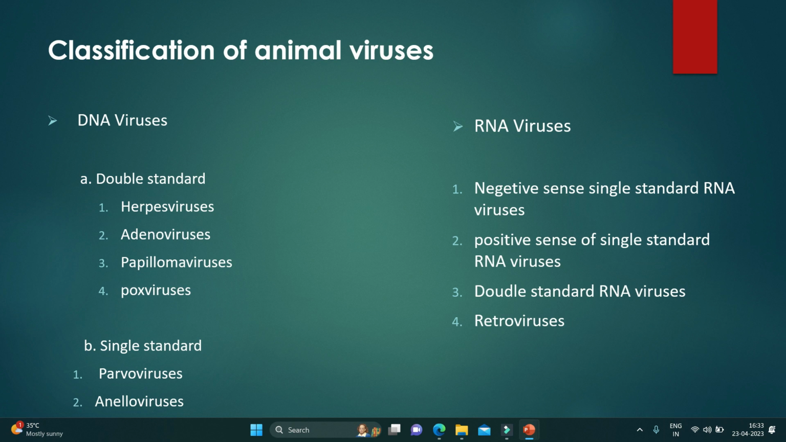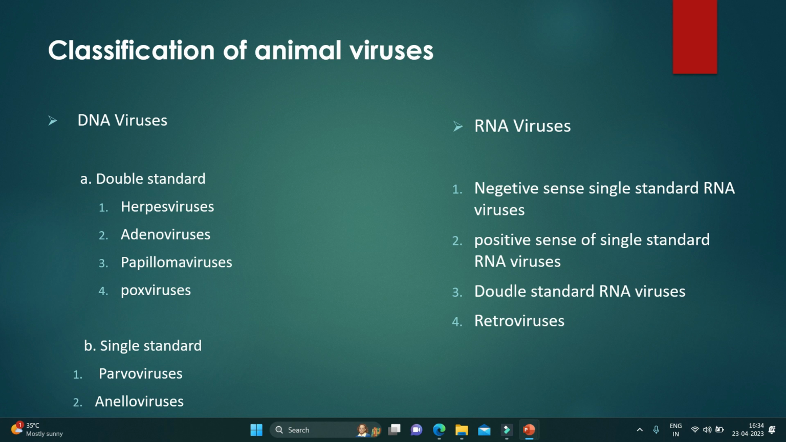Next, in RNA viruses, first one is negative-sense single-stranded RNA viruses. They have a genome that is complementary to the mRNA strand. Example, orthomyxovirus family, which includes influenza A and B. Second one is positive-sense single-stranded RNA viruses. They have a genome that can be directly translated into proteins by the host cell without requiring synthesis of a complementary RNA strand. Example, flavivirus family, which includes Zika virus, dengue virus, and yellow fever virus.